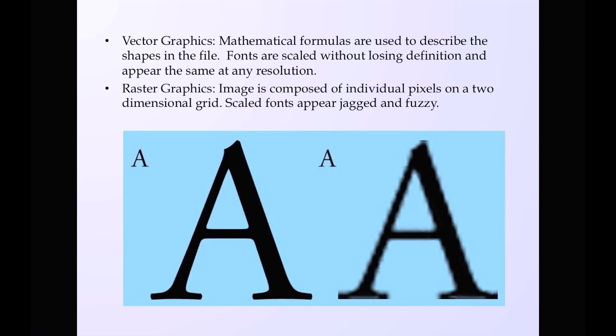The anti-aliasing helps it look smoother, even though it has jagged edges, until you make it big enough to see the anti-aliasing. So a raster graphics image is composed of individual pixels on a two-dimensional grid, kind of like a map. Scaled fonts will appear jagged and fuzzy.